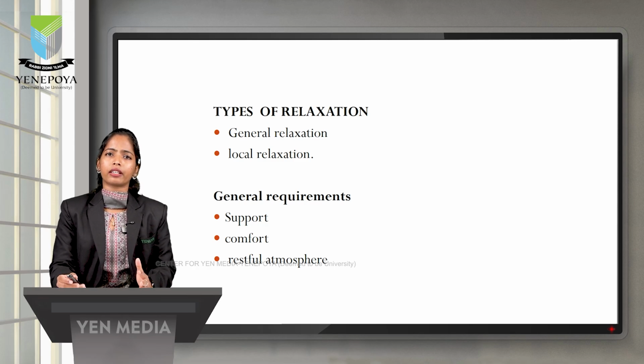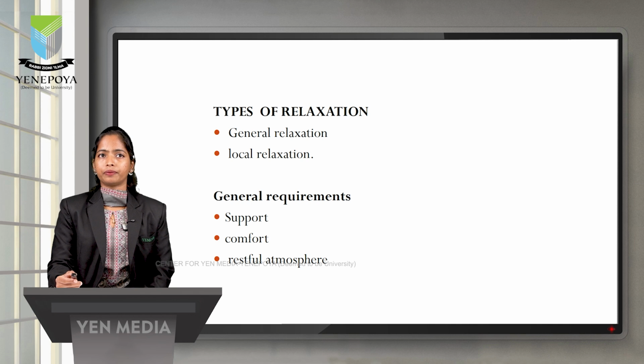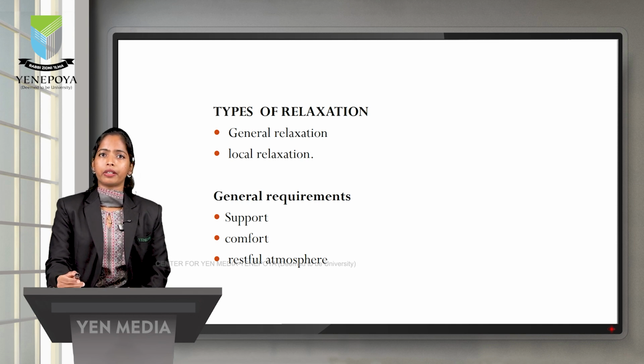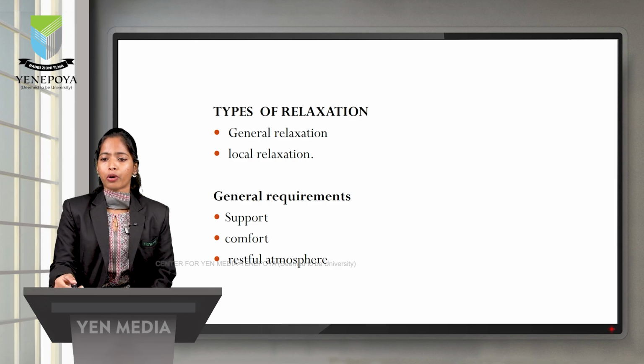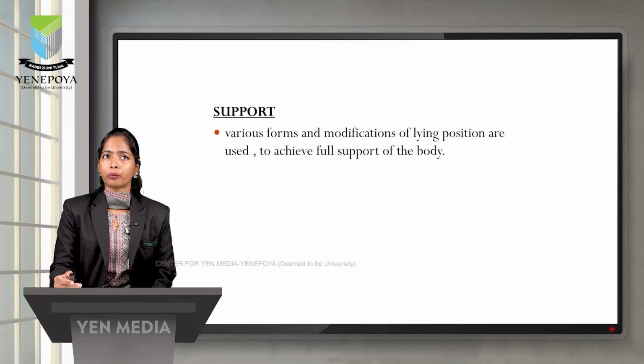And there are so many techniques which can be used for relaxation. There are a few requirements for general relaxation as well as local relaxation, that is support, comfort and a restful atmosphere. We can achieve support by making changes in the lying position and by the use of pillows. By this we can achieve full support of the body.